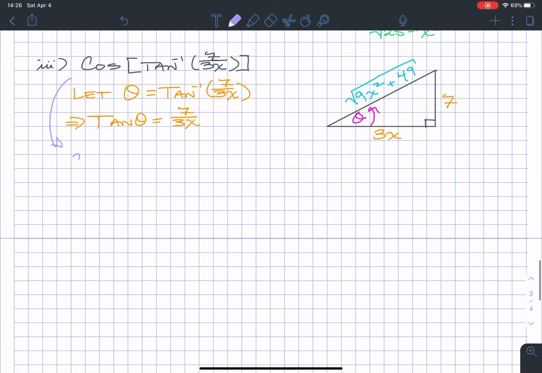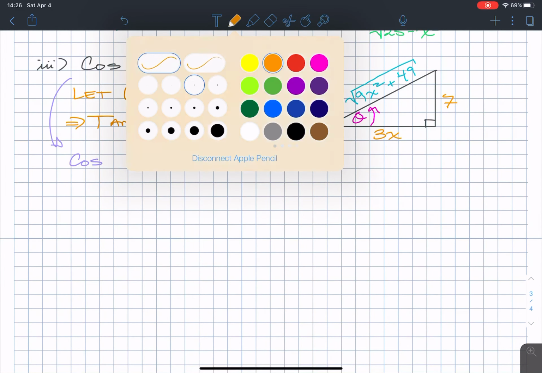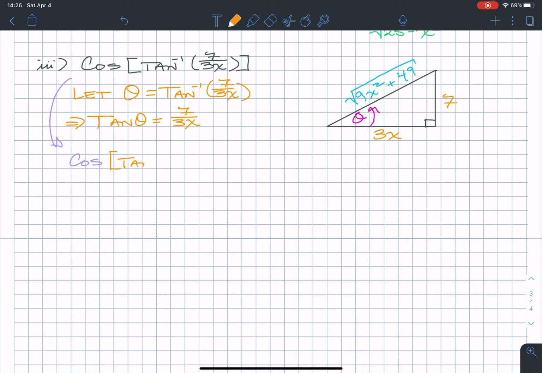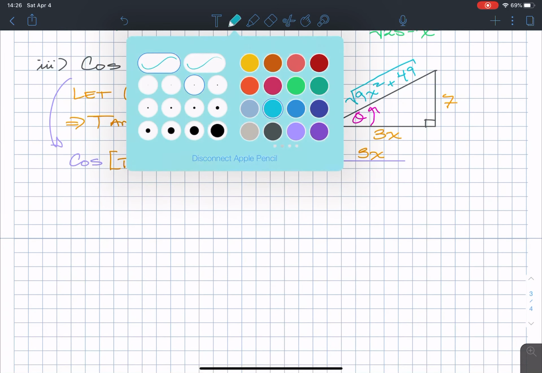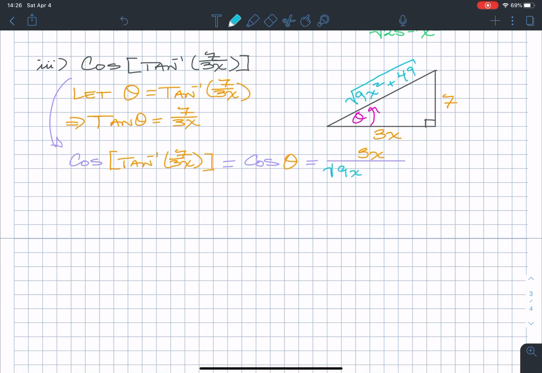Okay, so now let's rewrite this. We have cosine of inverse tangent of 7 over 3x, which is really cosine of theta. Okay, so looking at our triangle, cosine is adjacent 3x over hypotenuse, which is the square root of 9x squared plus 49. There we are. I think we did it. Okay, hopefully this makes sense.